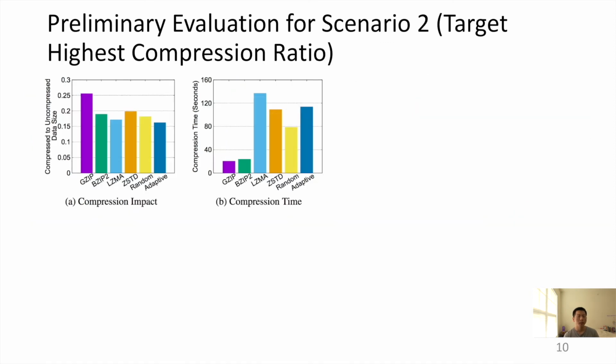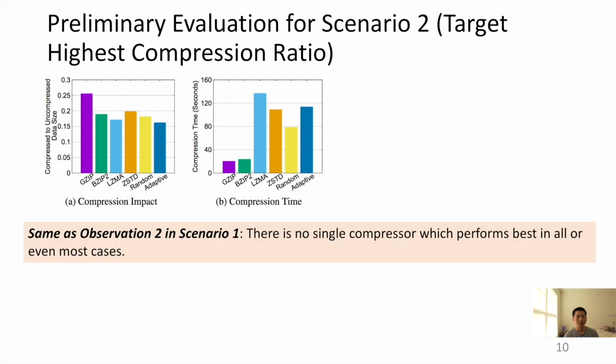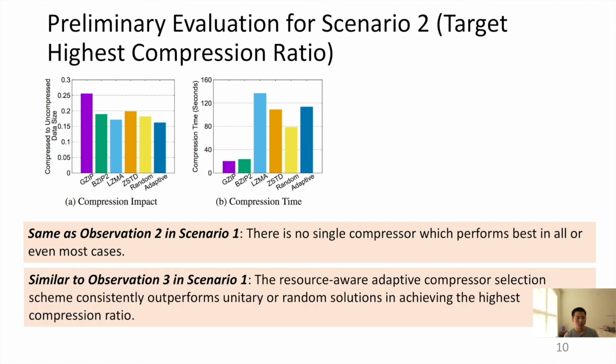In scenario 2, compression ratio is the most significant metric, and we made the same and similar observations as in scenario 1. Basically, we also observed that there's no single compressor which performs best in all or even most cases to achieve the best compression ratio. And similarly, the resource-aware adaptive compressor selection scheme consistently outperforms unitary or random solutions in achieving the highest compression ratio.